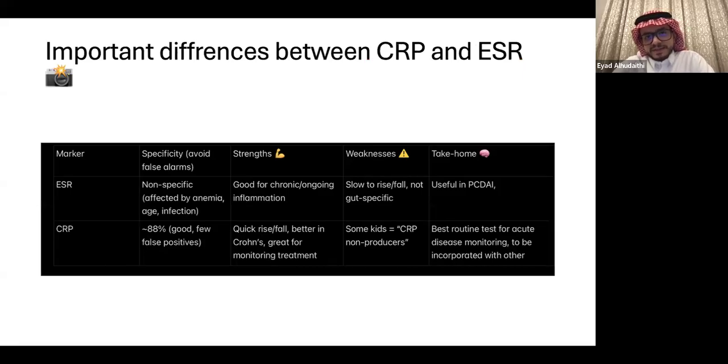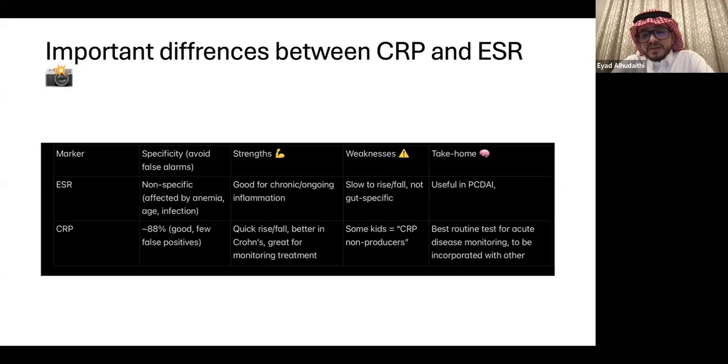And here, just to clarify the differences between ESR and CRP, the pitfall of ESR is that it's not specific. It can be affected by anemia, because ESR, erythrocyte sedimentation rate, has to do with blood. It's also affected by age. Also, one pitfall of the ESR is that it slowly rises and falls. It doesn't reflect acute setting or acute relapse.